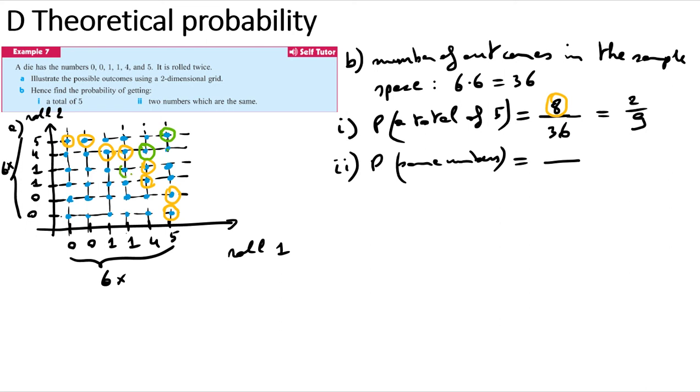This one is the same. The first roll is a 1, the second one is a 1. This one as well, this one as well, and this one as well. And then here the first one is a 0, the second one is a 0, here as well, and here as well. If we count this, we have in total 4, 4, 2, 10 possible outcomes. So it's a 10, and we divide that by the number of outcomes in the sample space, which is 36. So that becomes 5 over 18. Okay?